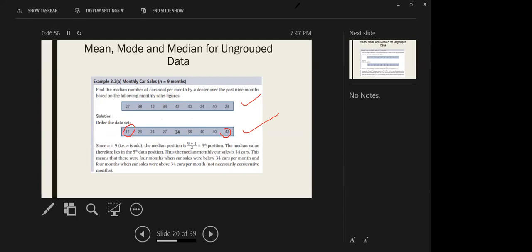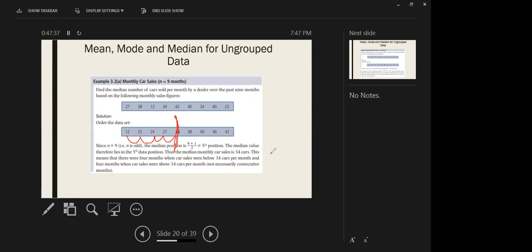So what you do is you look for the 5th position. So this is 1, 2, 3, 4, 5. The value on the 5th position, which is 34, you can see that this position divides the data into 2 equal halves. You can see that the data values on the right side is 1, 2, 3, 4. Data on the left side, 1, 2, 3, 4. So this value is called the median because it is the value that divides the data into 2 equal halves. That's where it comes from. So the median is the value on the 5th position, which is 34.